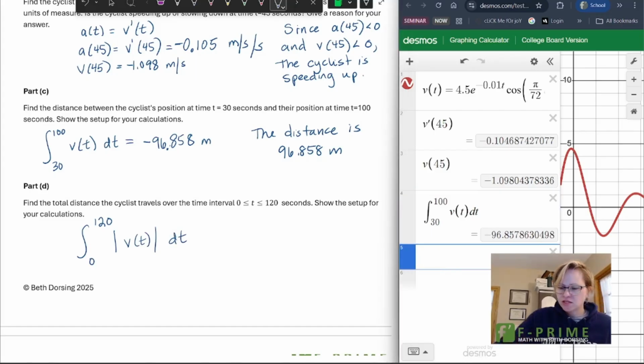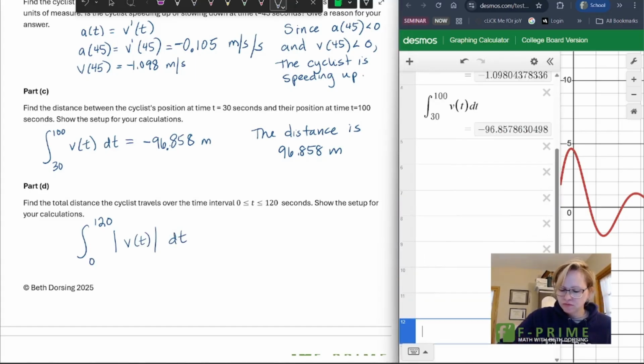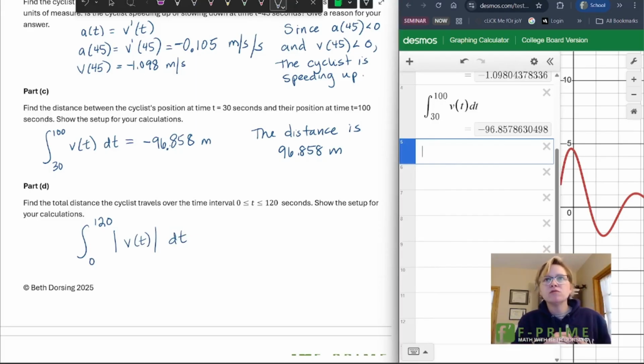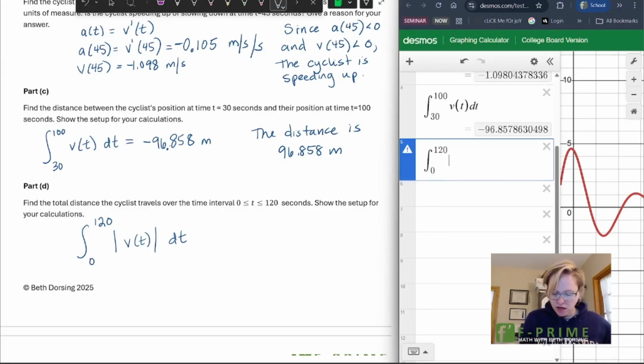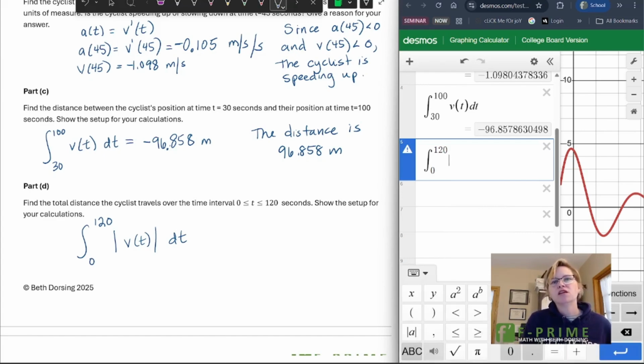And when I type this into Desmos, it's going to be very similar to what I typed above. I'm going to go integral. And I'm going to have 0 to 120. But this time to get my absolute value, I can click that little icon down at the bottom, the little keyboard looking thing. And you'll see right above ABC, I've got the absolute value of A. So that's how I can get absolute value.